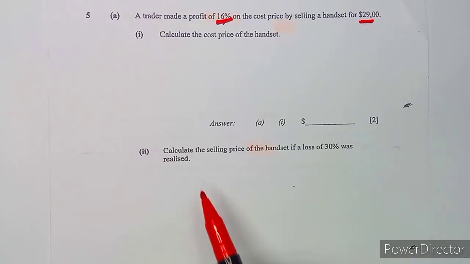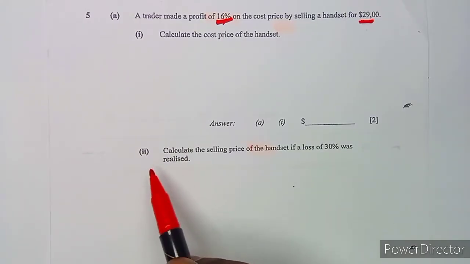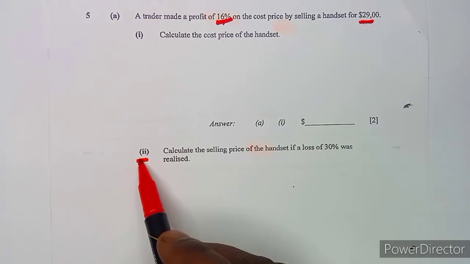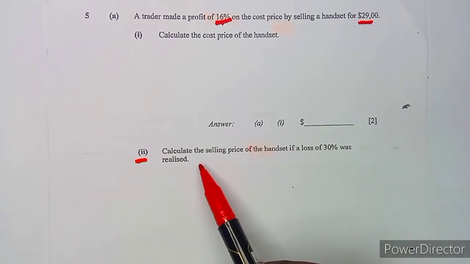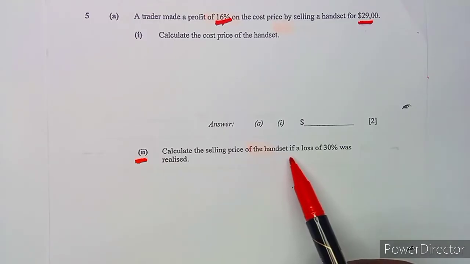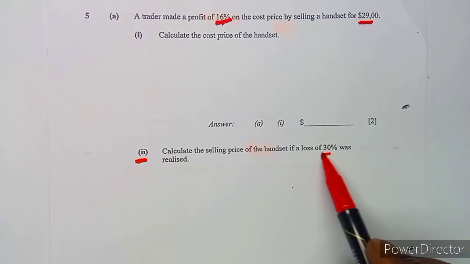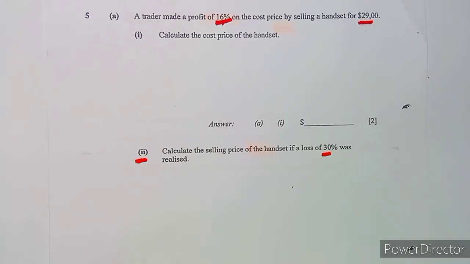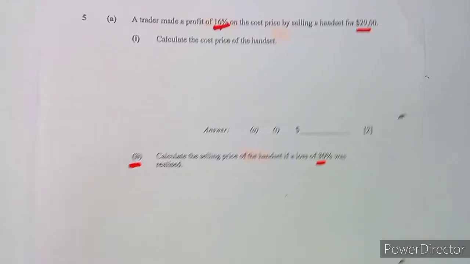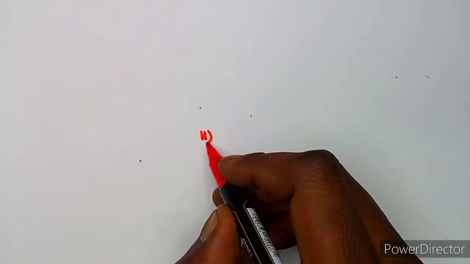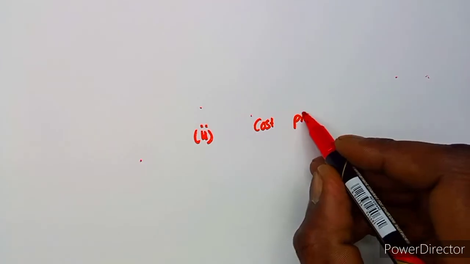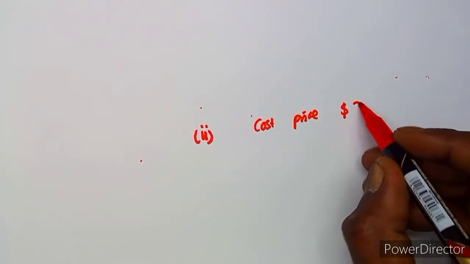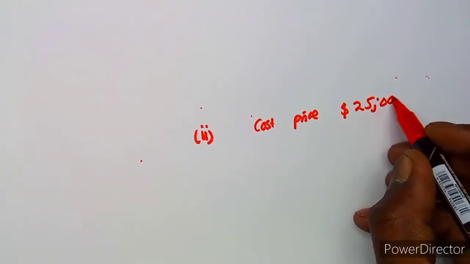Okay, anyways, on item 2 now, this same trader that we have, we had this handset. Calculate the selling price of the handset if a loss of 13% was realized. Okay, now we know the cost price. We now know the cost price of the handset, which is the one that we calculated before. Remember, we obtained $25.